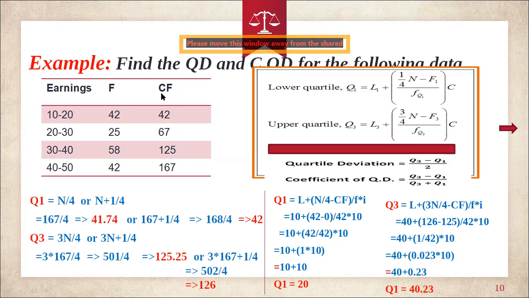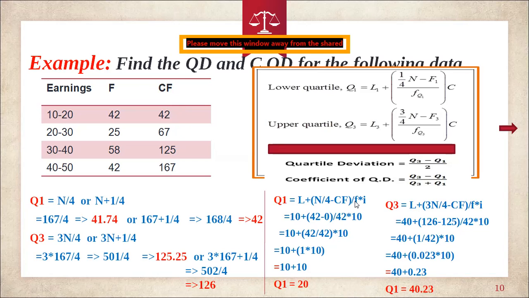minus CF. CF is nothing but the cumulative frequency of the preceding value. Do you have the preceding value of the cumulative frequency? No, we don't have the preceding value of the cumulative frequency. So that's why you can take 0. Since there is no value before this, we can take it as 0.